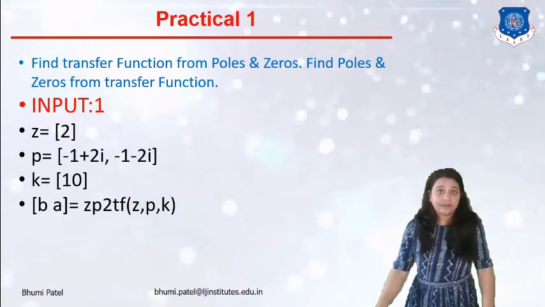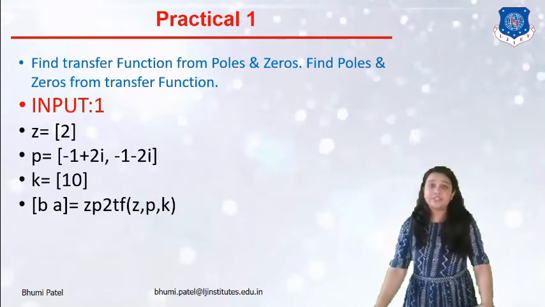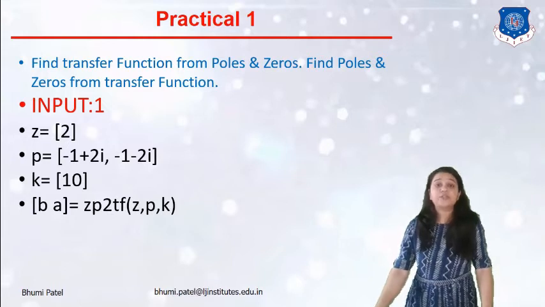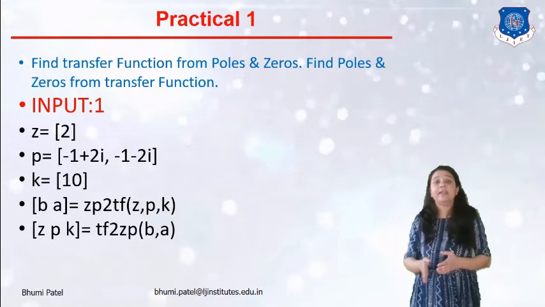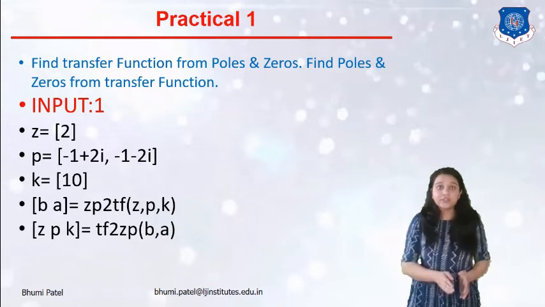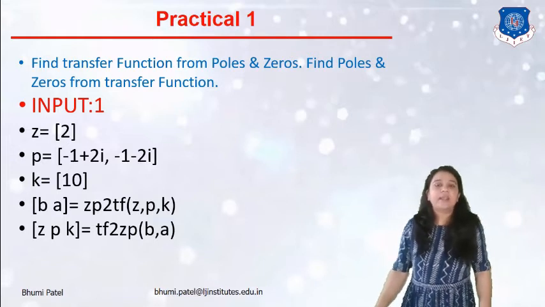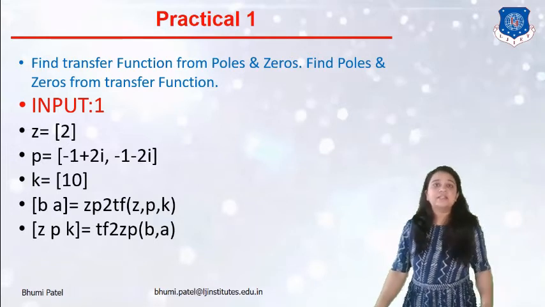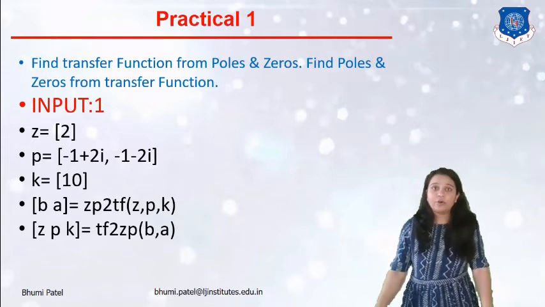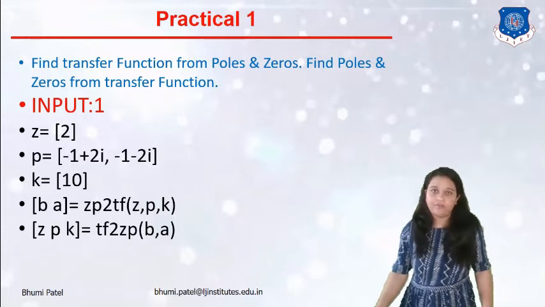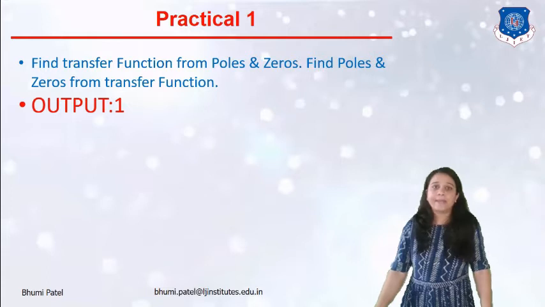Now the next criterion is we have to find the value of the pole sign 0 using the transfer function. So suppose the transfer function is given. What is the command? ZPK, that is equal to transfer function to zero pole, in the small bracket, BA. So using this command, we can find the value of the pole sign 0 for the particular transfer function. Okay, so this is my output 1.